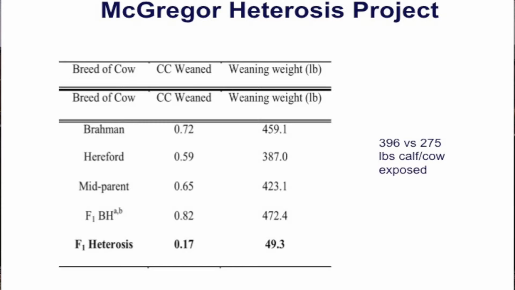This is the McGregor data utilizing Brahman and Hereford genetics, and as you can see there, if we look at the F1 heterosis, calf crop weaned and weaning weight, look at that: 396 pounds versus 275 pounds of calf per cow exposed, which equates back to around that 46, 47% improvement in pounds of calf per cow exposed. So two different studies there, one in McGregor, the other one we saw was in Florida.